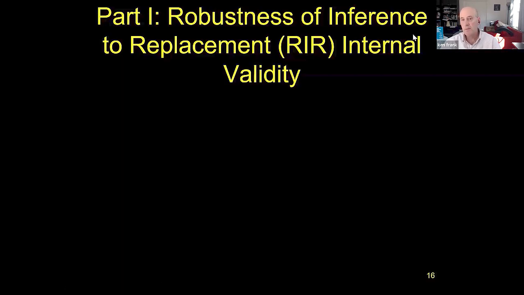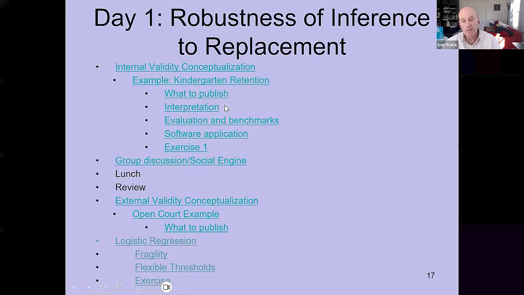And we're ready to go into the robustness of inference to replacement. So this is what we'll be working through. We'll get into the conceptualization of robustness of inference to replacement, then we'll work our way through this kindergarten retention example. We'll talk about what to publish and interpretation. We'll talk about benchmarks, software. We'll do an exercise. Like I said, I don't know if we'll have time to do that group discussion. We'll see. And then after lunch, we'll be getting into these other things.